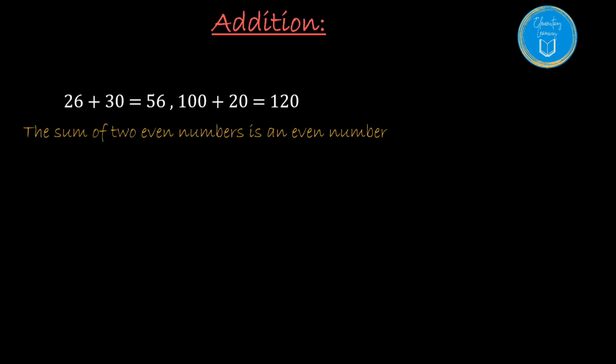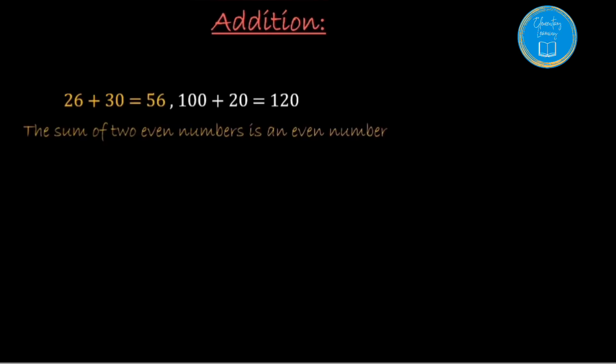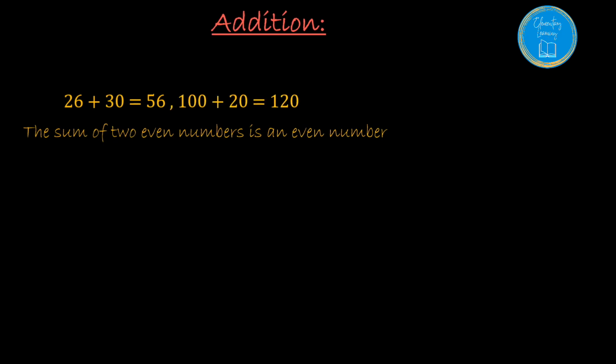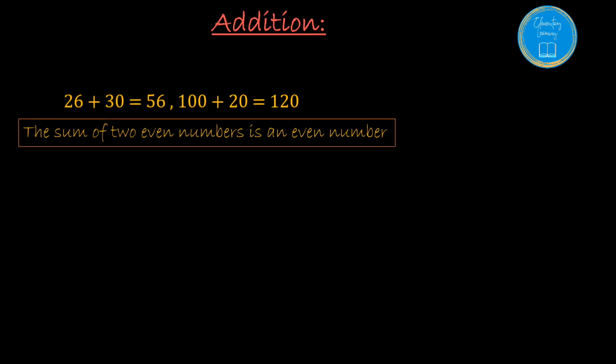Look at the examples. If we take four even numbers, which are 26, 30, 100 and 20, the sum between 26 and 30 will be 56, which is an even number. And the sum between 100 and 20 is also an even number, which shows that if we take the sum of two even numbers, the result will also be an even number.